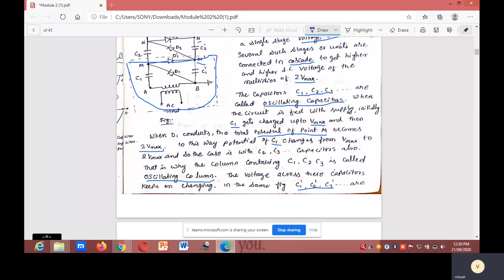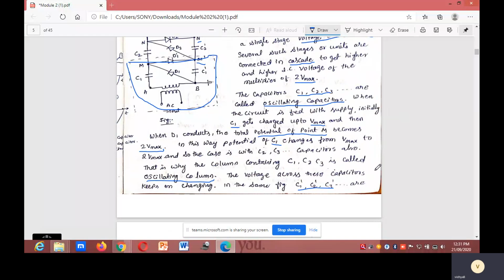When the circuit is fed with a supply, initially C1 gets charged up to Vmax. When you connect the supply to the circuit, C1 gets charged up to what? Vmax, and D1 conducts, and the total potential of point M becomes 2 Vmax. In this way, the potential of C1 rises from Vmax to 2 Vmax, and so is the case with C2, C3 capacitors also. That is why the column containing C1, C2, C3 is called the oscillating column.